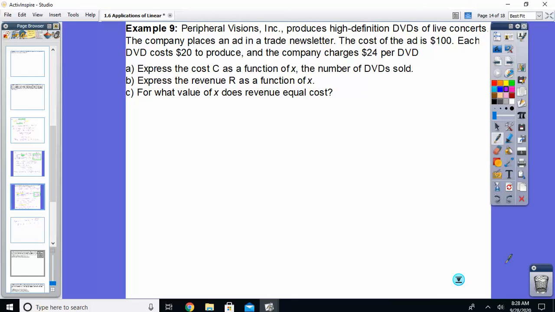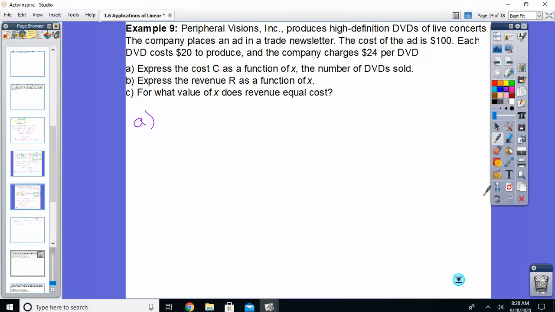We're going to look at a slightly different problem now. Remember, all these examples are typed up in that handout that's posted on Classroom. So if you just put example 9, if you need to look back later, you can just pull that up. Alright, Peripheral Visions Incorporated produces high-definition DVDs of live concerts. The company places an ad in a trade newsletter. The cost of the ad is $100. Each DVD costs $20 to produce, and the company charges $24 per DVD. So part A, express the cost as a function of X, the number of DVDs sold.